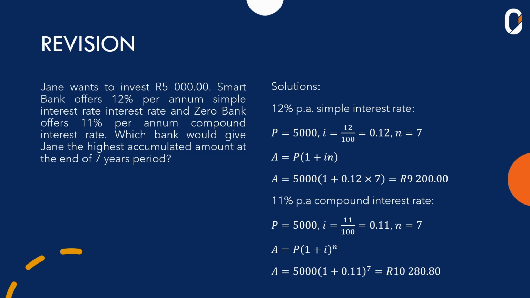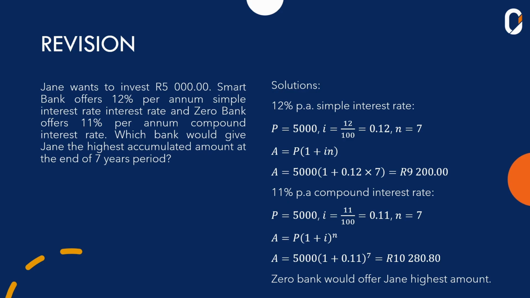10,280 rands 80 cents. And that doesn't surprise us that the compound interest one is a higher future amount, even though the interest rate is lower, because the interest on compound interest is calculated on both the initial amount and the interest it accumulates throughout the 7 year period. To conclude that question, Zero Bank will offer Jane the highest amount.